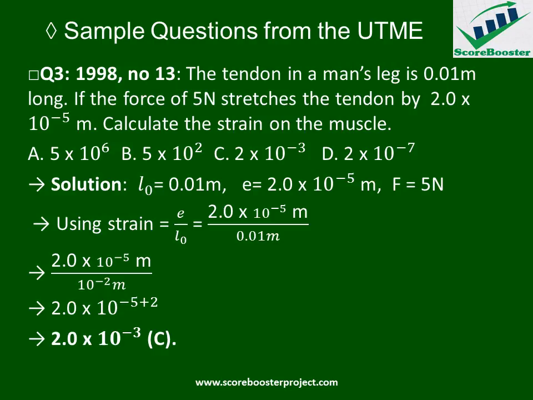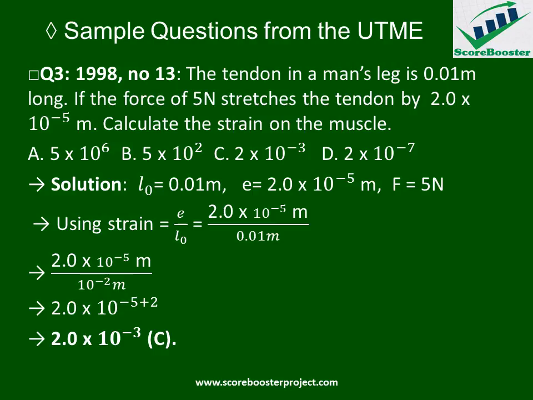Now 0.01 meter can be taken to standard form, and that will be 1 times 10⁻² meter. Now we have 2.0 times 10⁻⁵ divided by 10⁻² meter. Then we can take 10⁻² upward to become plus, and that will give us 2.0 times 10⁻⁵ plus 2, making 2.0 times 10⁻³ bonus.